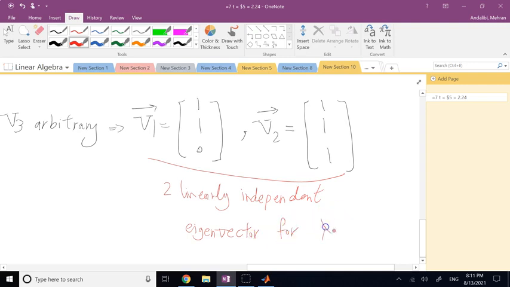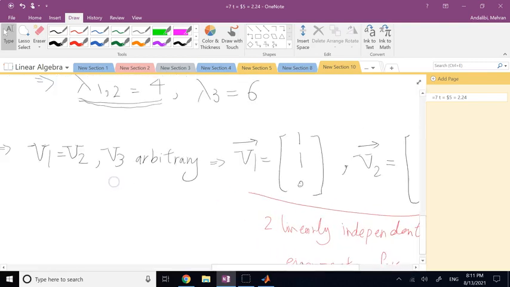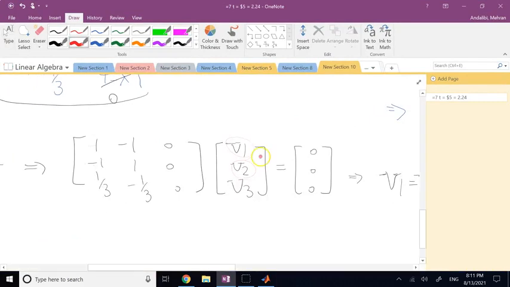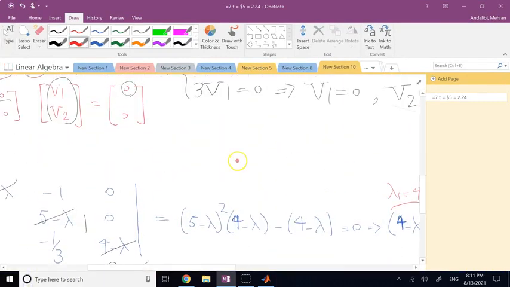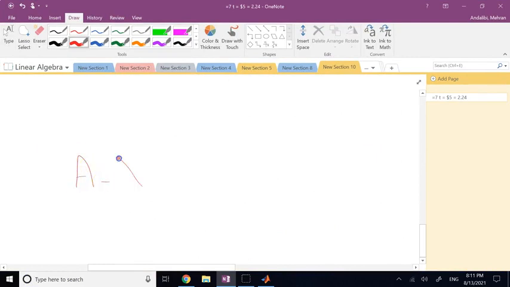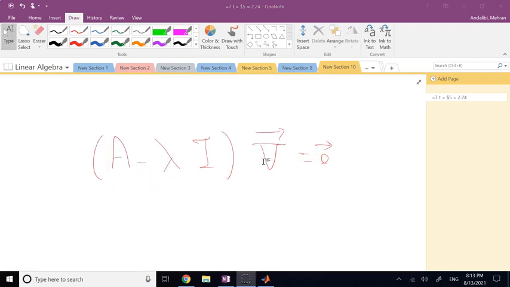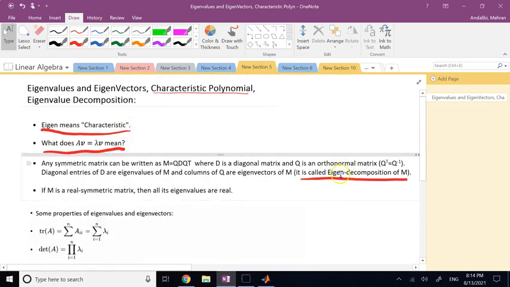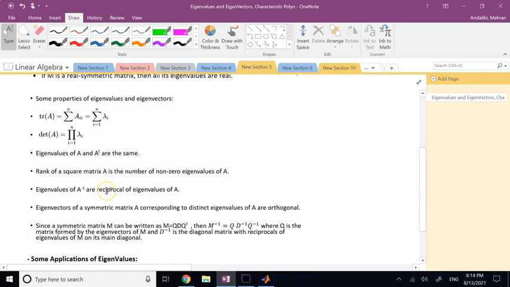For the repeating eigenvalues, there are different scenarios that can happen, but the solution is just coming from the general relation that A minus lambda I times v equals 0. Okay? So hopefully I could clarify these 2 important topics, and I will continue in the next video by talking about eigendecomposition and properties of eigenvalues.